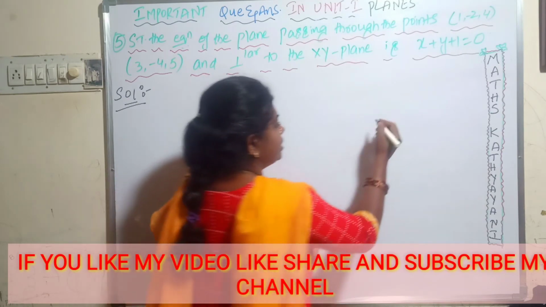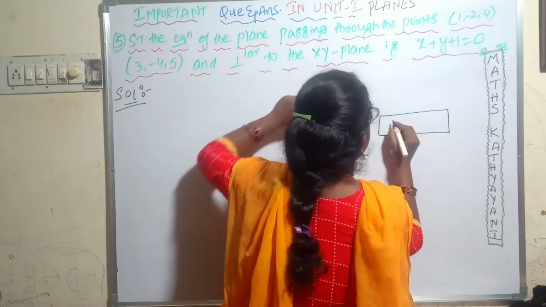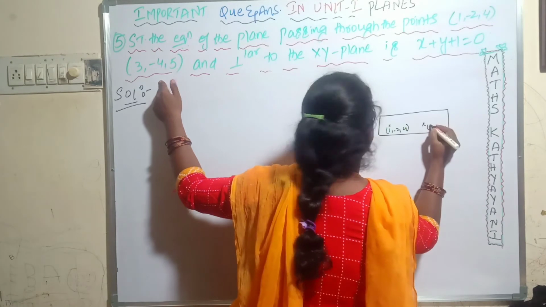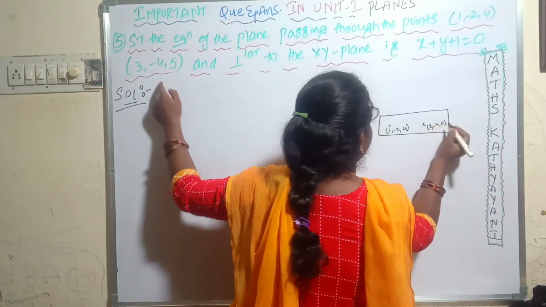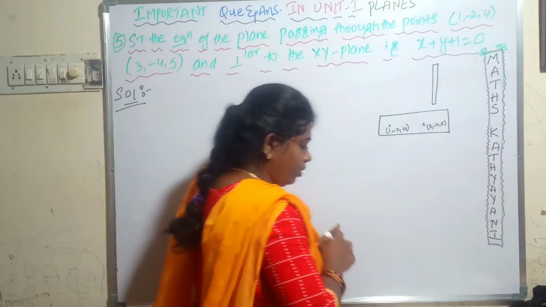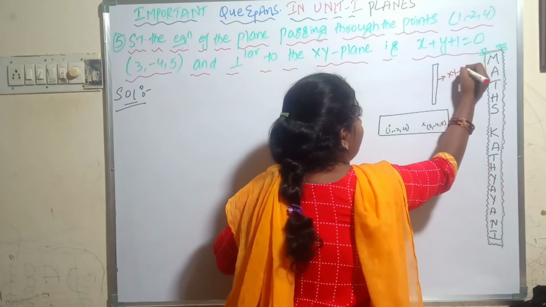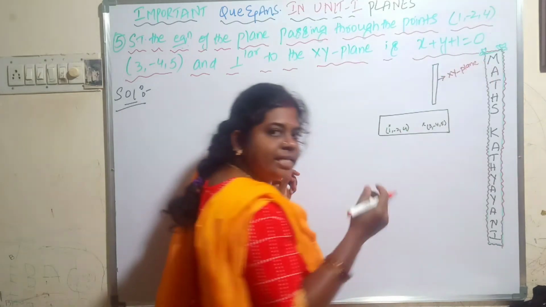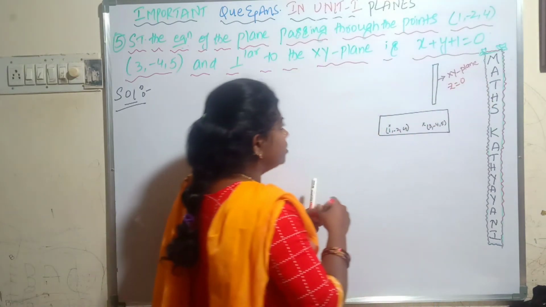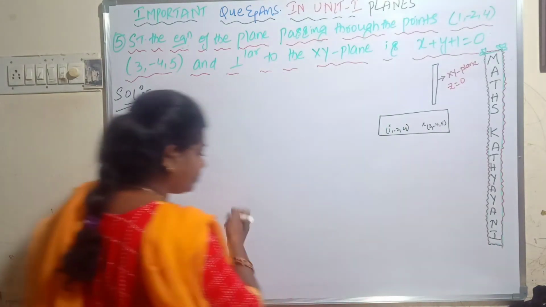We have to show this. Consider a plane equation. He is giving 2 points, (1, -2, 4) and (3, -4, 5), and a plane perpendicular to this plane, which is the xy plane. On the xy plane, z is equal to 0. So this is the point hidden in this question.